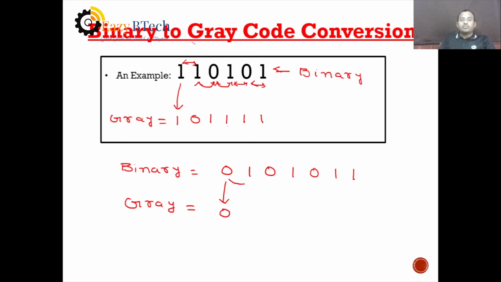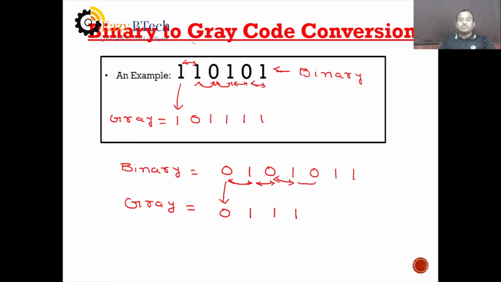Next we will take modulo sum between two successive binary bits. So 0 modulo 1 is 1. Again, for the next position we have to take modulo sum between the two successive bits. So 1 modulo 0 is again 1. Again, to get the next position we have to take modulo sum between two positions. So 0 modulo 1 is 1.